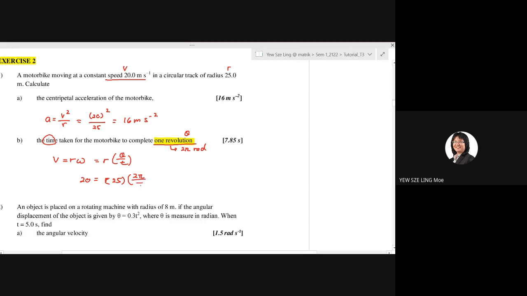And then over capital letter T. Capital letter T means this is the time taken for one revolution. So rearrange the equation. The period is then equal to 7.85 seconds, the time taken for it to complete one revolution.